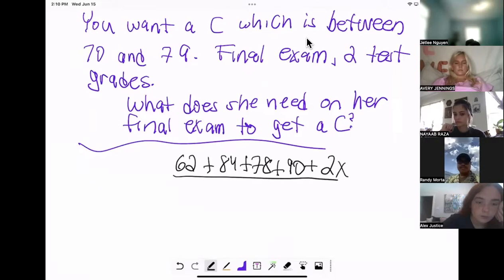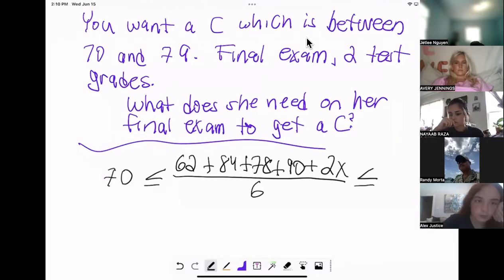Now, to find the average, I have to divide by how many test scores there were. So 1, 2, 3, 4, 5, 6. There are 6 test scores. They have to be between a 70 and 79 to get a C. So it can equal 70 and she has a C. It could equal 79. She also has a C. Then we just have to solve for x. I mean, it sounds like just solve for x, but we got to solve for x.